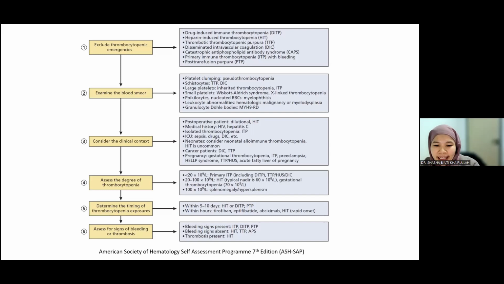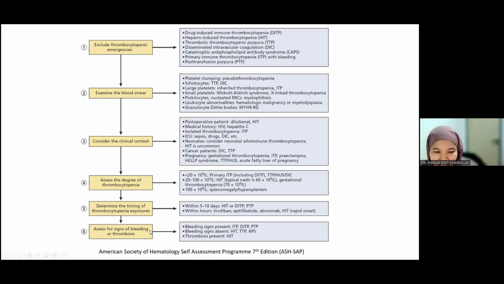We will also look at the timing of thrombocytopenia. So how fast the platelet count actually dropped and within a certain period of time, that would help pinpoint the diagnosis. We will also look for signs of bleeding or thrombosis.